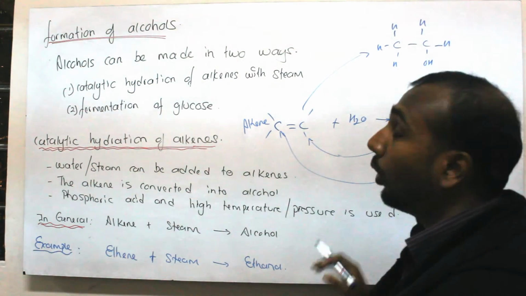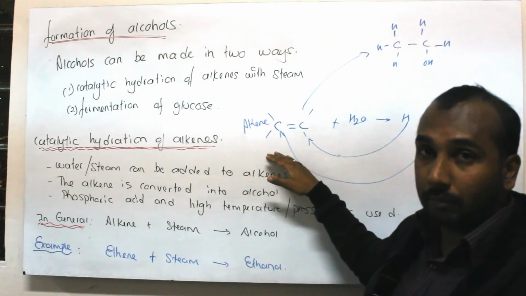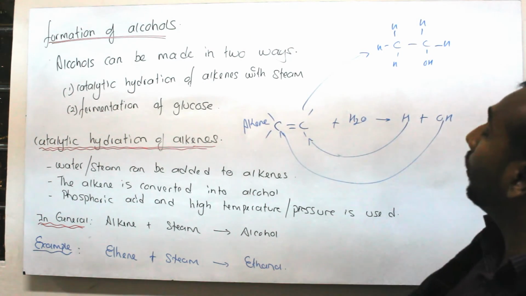So this is an alcohol, right? So by adding steam or water across a double bond, an alkene can be converted into an alcohol.